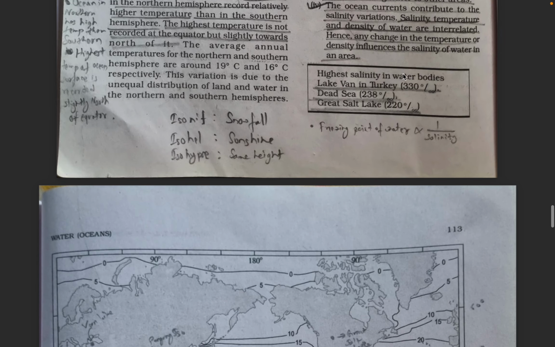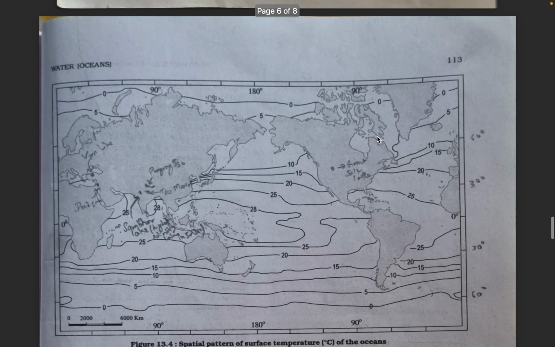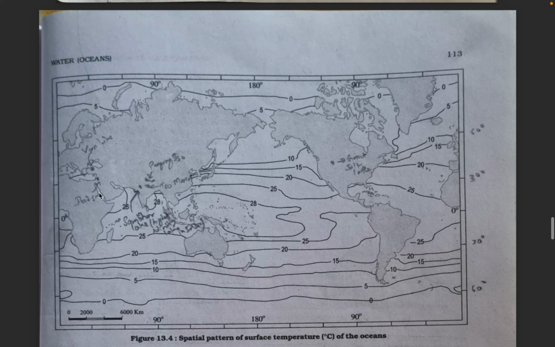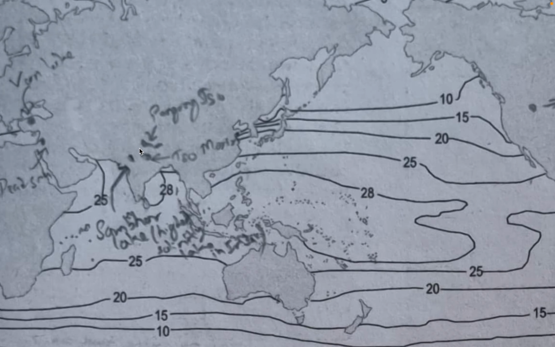These are the places of the highest salinity, the most saline water bodies. First is Lake Van, that's 330, then the Dead Sea, and then the Great Salt Lake. These are the areas that I have marked. Lake Van is here in Turkey, the Dead Sea is located here in Israel, and the Great Salt Lake is here. And in India, we have Pangong Tso here in Ladakh. Tso Moriri is also just lower than it, in Ladakh or Himachal.